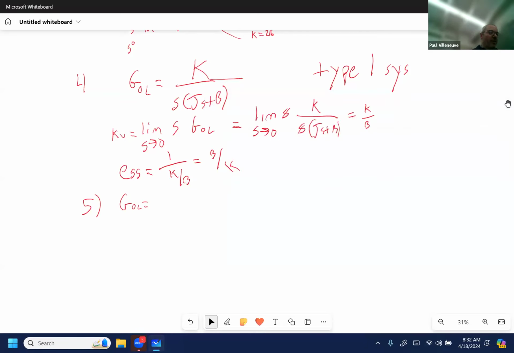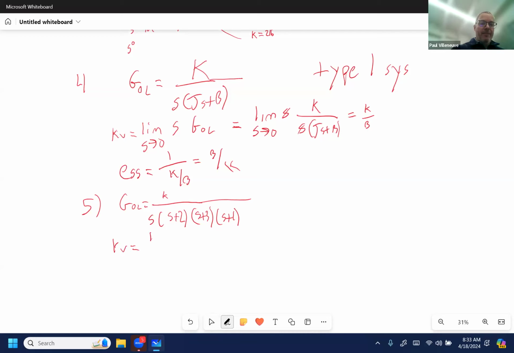So my open loop transfer function is going to be equal to K over S times S plus 2 times S plus 3 times S plus 1. It's a type 1 system, so we're going to do the same thing we did before, which is given KV. So now we're going to go ahead and solve for KV. And we have the equation.